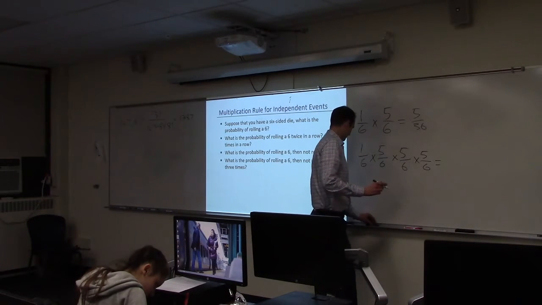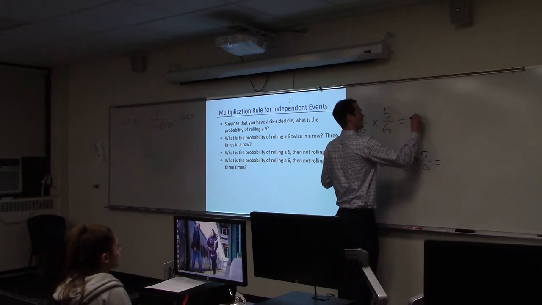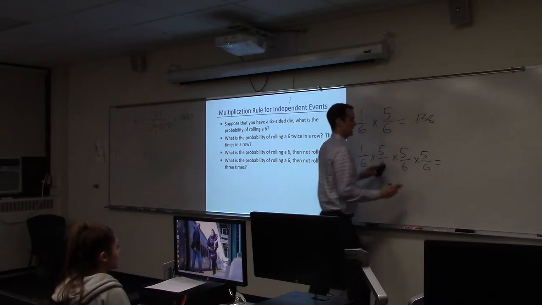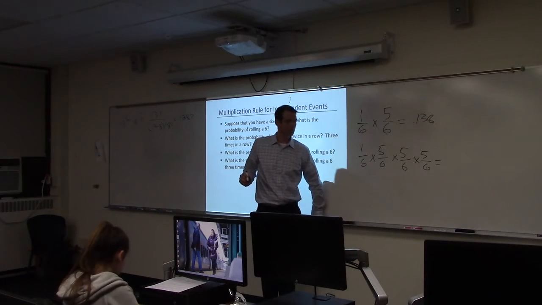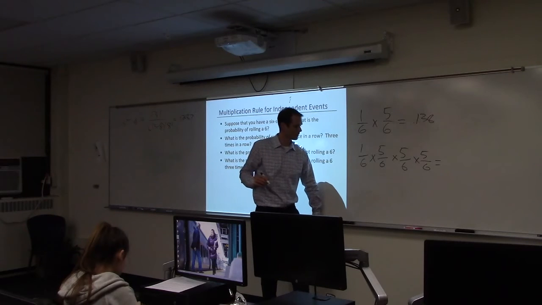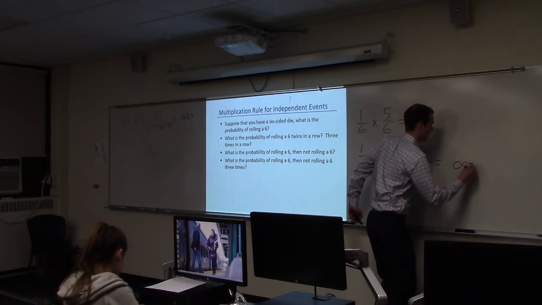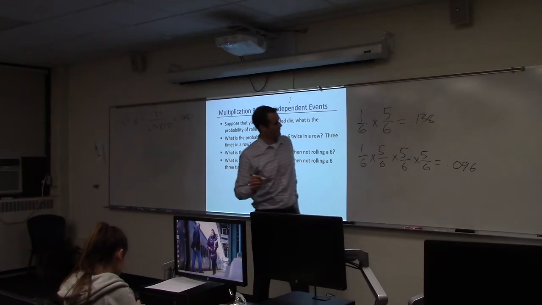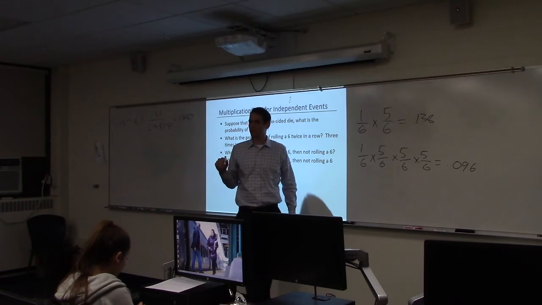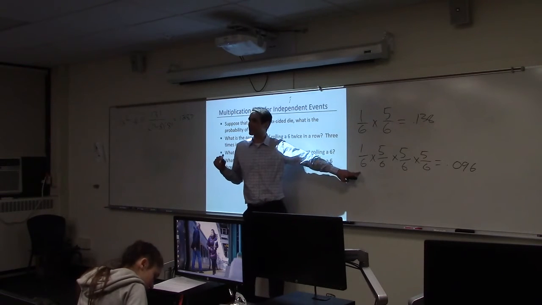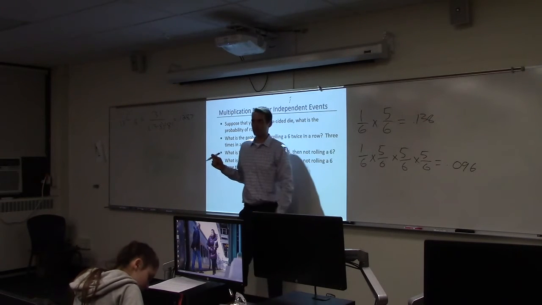All right, want to give me a decimal point for these? This is 0.138. And can somebody give me the decimal point here? 0.096. All right, so about a 9%, 9.6% chance of this happening. You're going to roll a 6 the first time, and then you're not going to roll a 6 the next three times.